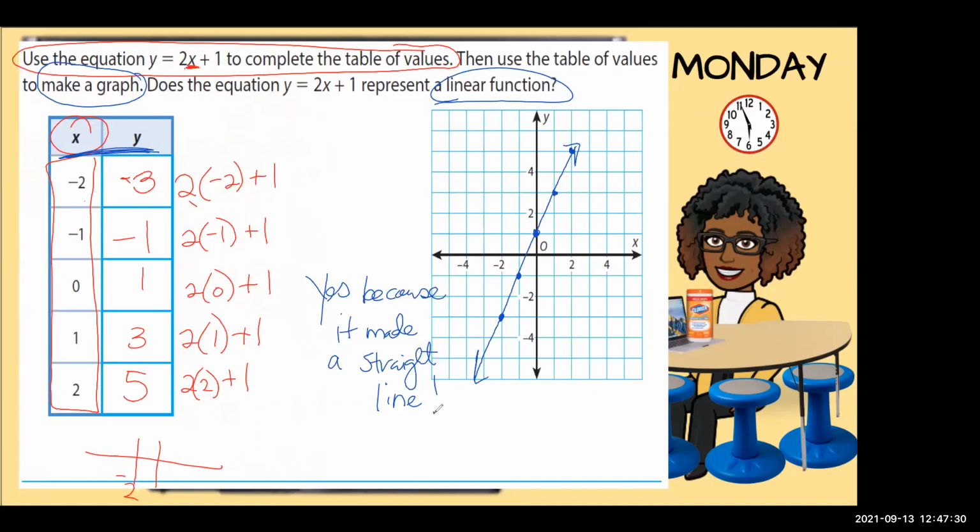Questions about it? So if they give me a table, what am I to do? Substitute, put it in the x. After I substitute, then do what? Graph it on the coordinate plane, and then I'm checking for what? If it made a straight line. Good job. Question? Everybody got it?